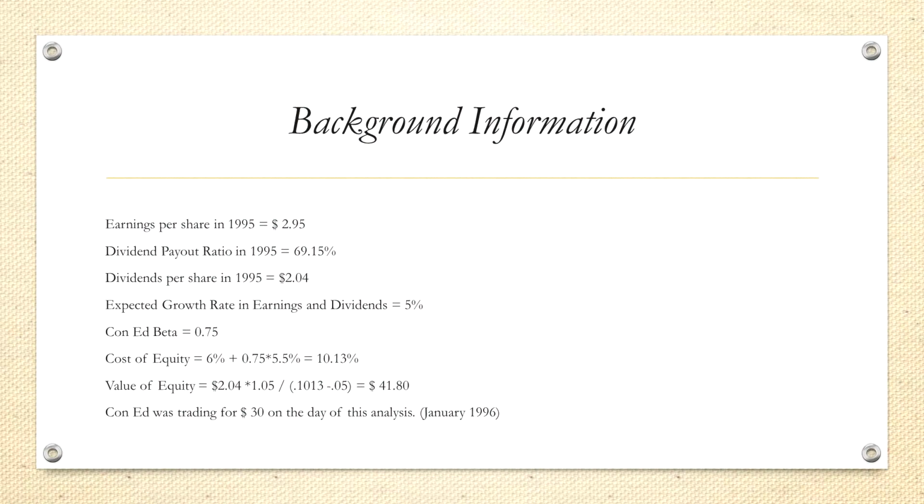D1 equals D0 times 1 plus the growth rate. So when we apply this constant growth model, the value of the stock equals D0, $2.04, times 1 plus g. That will give you D1, the next period dividend, then divided by the difference between the cost of equity and the growth rate. Then you will come up with a $41.80 stock price estimation. And in 1996, Con Ed was trading for $30 on the day of the analysis.